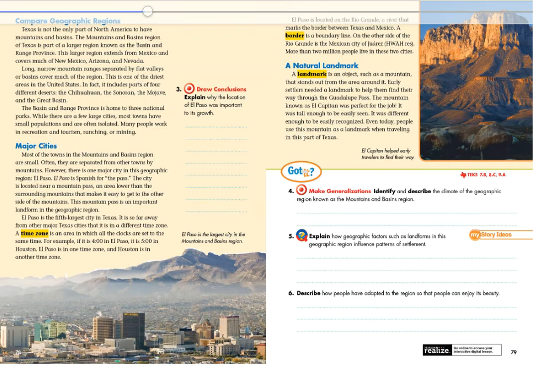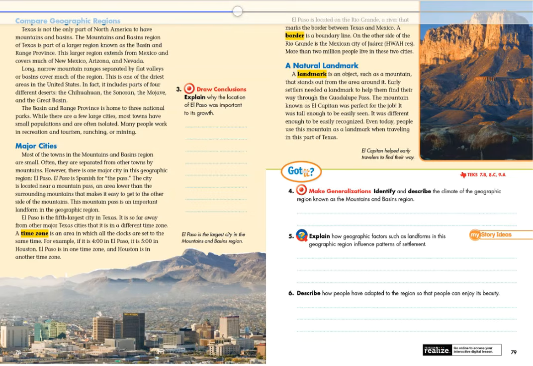Major cities. Most of the towns in the Mountains and Basins region are small. Often they are separated from other towns by mountains. However, there is one major city in this geographic region, El Paso. El Paso is Spanish for the pass. The city is located near a mountain pass, an area lower than the surrounding mountains that makes it easy to get to the other side of the mountains. This mountain pass is an important landform in the geographic region.